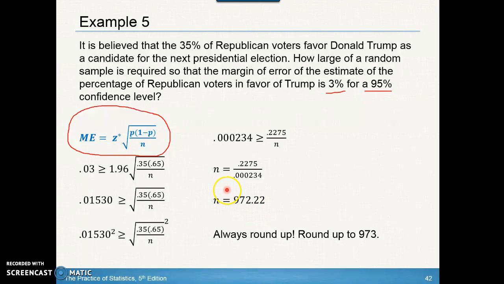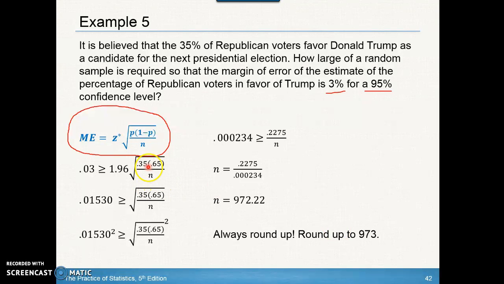Now, in this case you have to be careful, because a lot of times I'm going to say don't round, but in this case you do want to round. So this is 972.22. You're going to always round up because we want the margin of error to be less than or equal to 0.03. If I round down to 972, it's actually going to make the margin of error larger. So in order to get a margin of error of 3% or less, you need to round up.